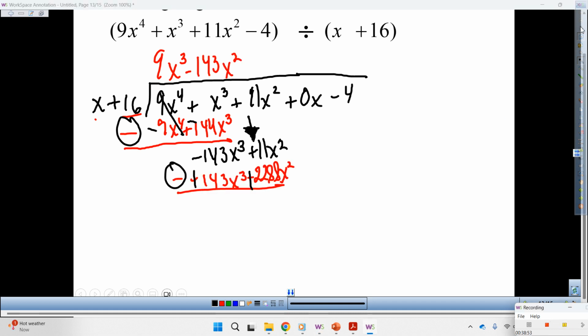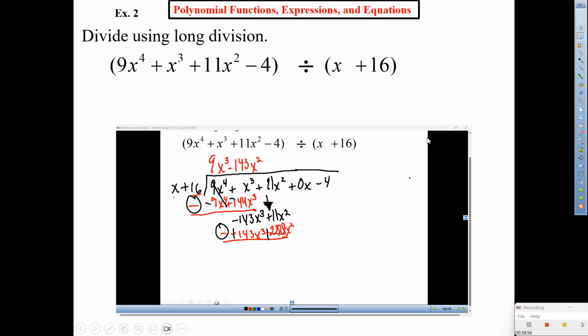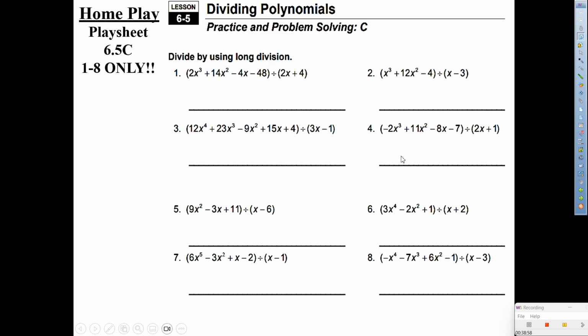Have a good one. Let me show you once again the home plate for tonight. There it is, only 8 problems.